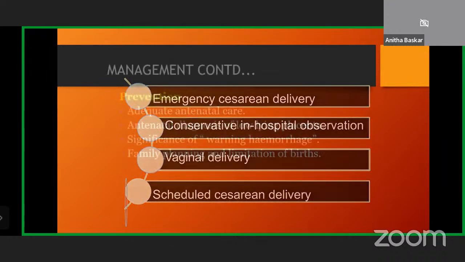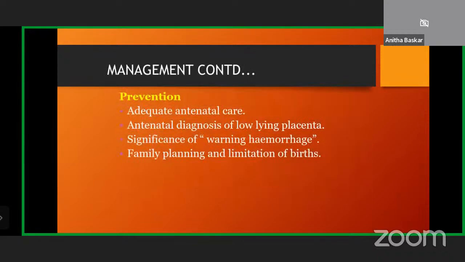If you see the management, mainly it is very, very important to give adequate prenatal care, and antenatal diagnosis of low-lying placenta by ultrasound is very important. You should explain the warning hemorrhage to the patients. It is very, very important. And you have to explain about family planning and limitation of birth. Once the placenta previa occurs in the primigravida, there is a 10-fold increased chance in the next pregnancy.